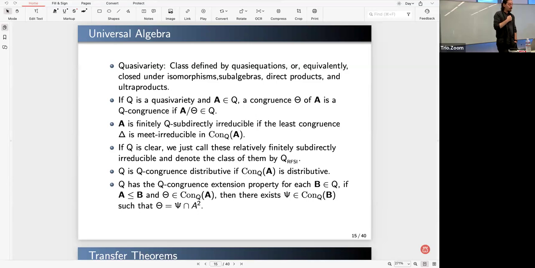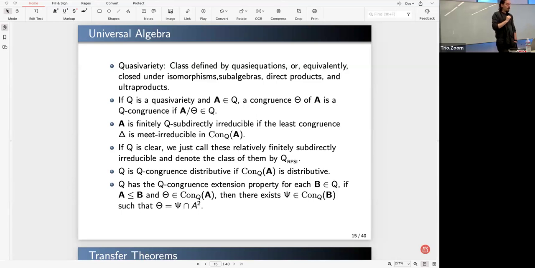I will say that an algebra is finitely Q subdirectly irreducible if the least congruence is meet irreducible in the lattice of all Q congruences. If it's completely meet irreducible in the lattice of Q congruences, then I'll just say that it's Q subdirectly irreducible, without the finitely. I'll drop all of this stuff when Q is clear from context, and I'll refer to the class Q_RFSI and stuff like that for the class of finitely subdirectly irreducibles of Q.